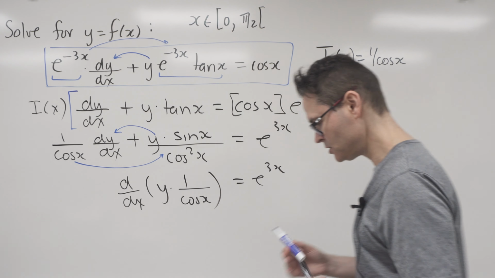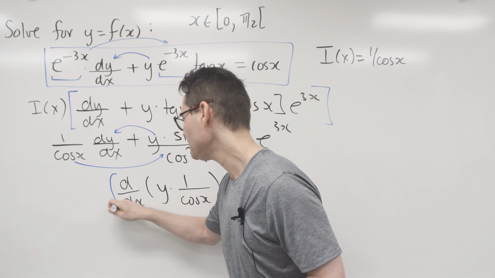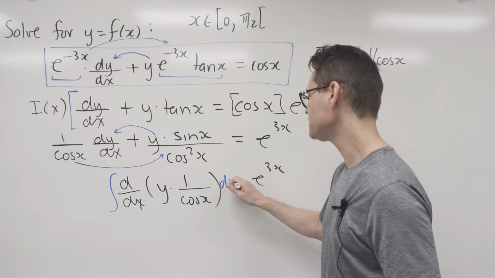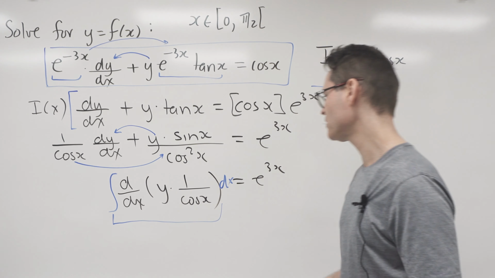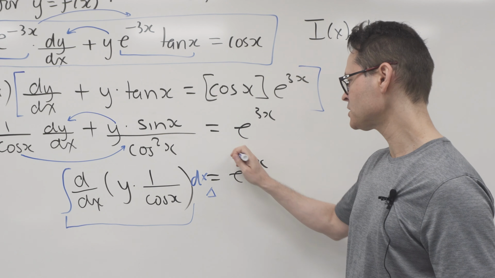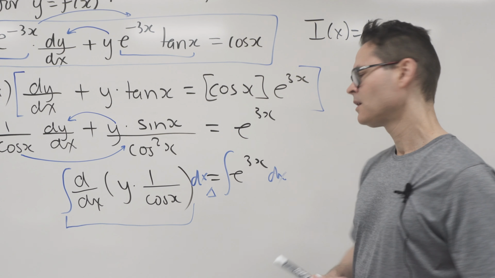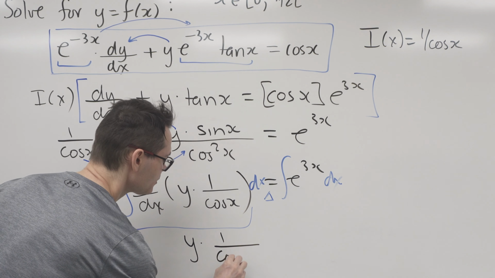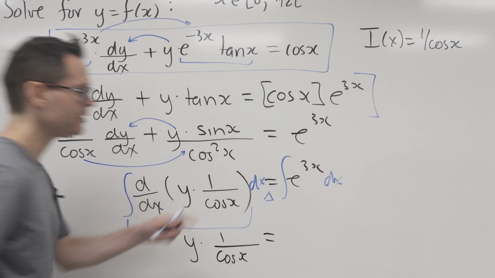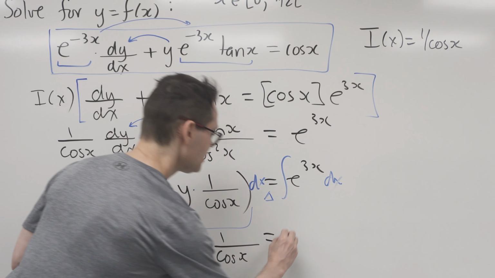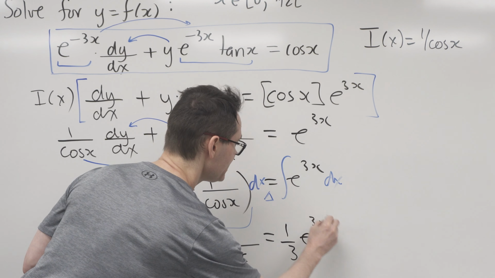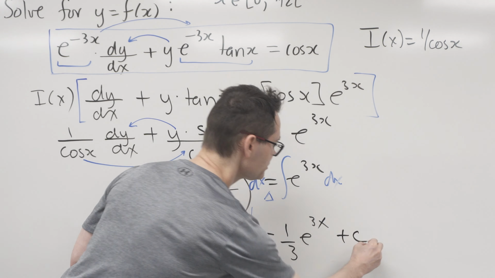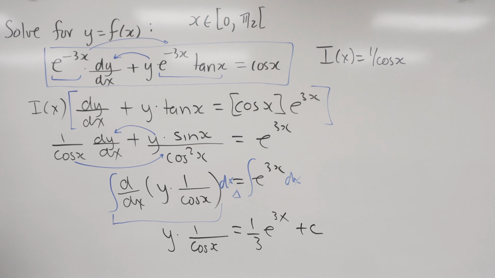So how do you undo that? Well, you take the integral. So these undo each other. They're inverse operations. Don't forget your dx. These are bookends. They have to go together. And we're balancing equations, so what I do to one side, I do to the other. So this allows me to write y times 1 over cos x equals the integral of e to the 3x, which is a third e to the 3x. And I don't have any more integration going on here, so I have to introduce a constant of integration.